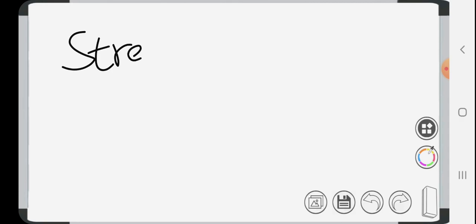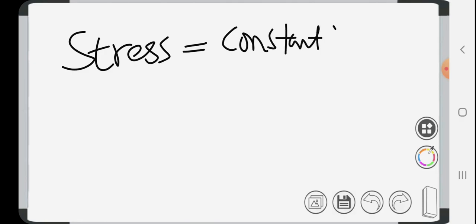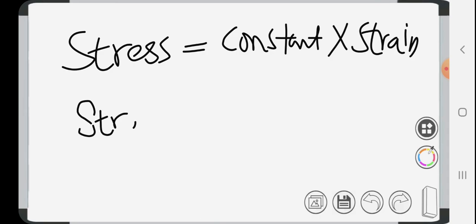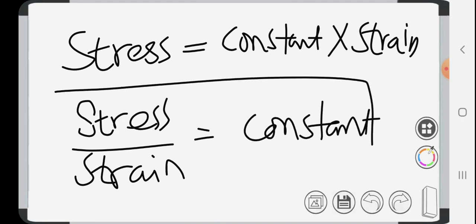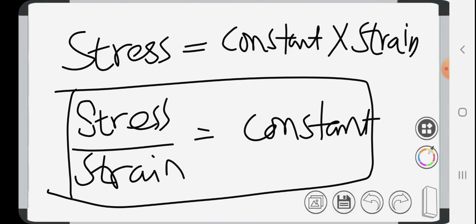Stress proportional to strain means stress is equal to a constant into strain. To remove the proportionality, I have multiplied with a constant. Okay, stress by strain equals a constant. So this is the mathematical expression for Hooke's law.